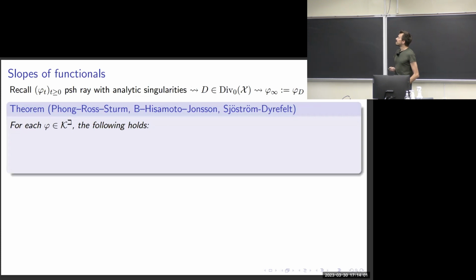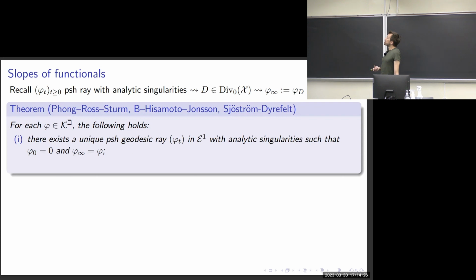And then the theorem here really goes back to the work of Phong, Ross, and Sturm, and then myself with Hisamoto and Jonsson, and in the Kähler case, Zacharias, Sjöström Dyrefelt. So you pick one of these Kähler potentials, basically a test configuration, but including a line bundle or a class. And then the following holds. First of all, you can represent this non-Archimedean Kähler potential in a unique way by some ray with analytic singularities. So there's a unique PSH geodesic ray with analytic singularities that has initial value zero, but you could take some other initial value if you want, it doesn't really matter. And the value at infinity is the given function phi. So it's again a kind of boundary value problem. Somehow there's a unique representative like that if you prescribe what happens at both ends.